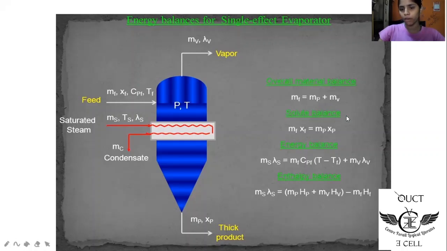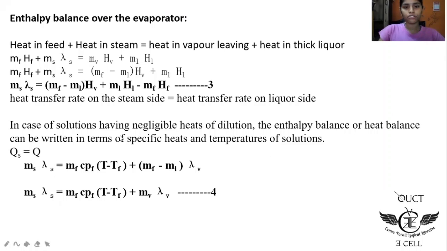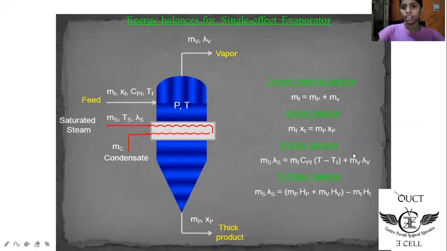Then we have done the solute balance, then the enthalpy balance, then the energy balance. In the case of a solution having negligible heat of dilution, the enthalpy balance or heat balance can be written in terms of specific heat and temperature of the solution. That is our energy balance. First we have done the overall balance, solute balance, enthalpy balance, and energy balance. So this is the summary.